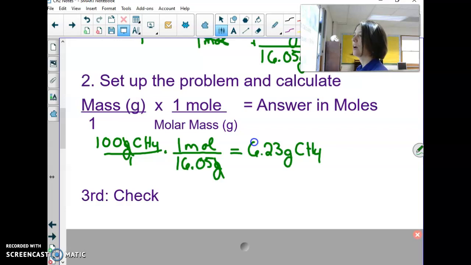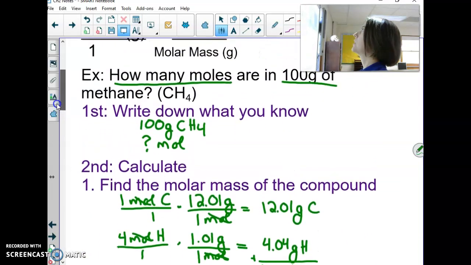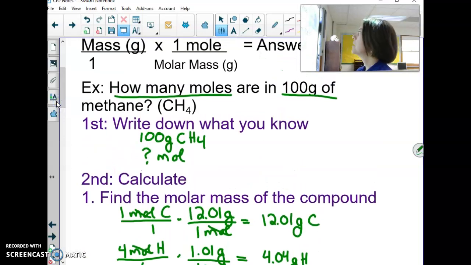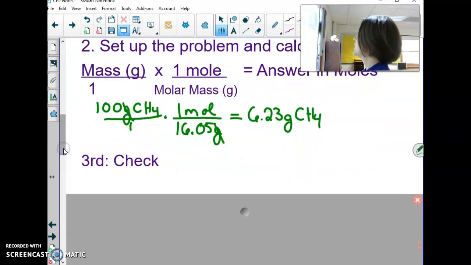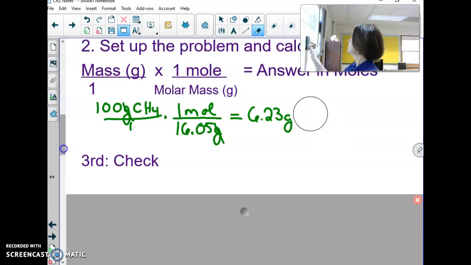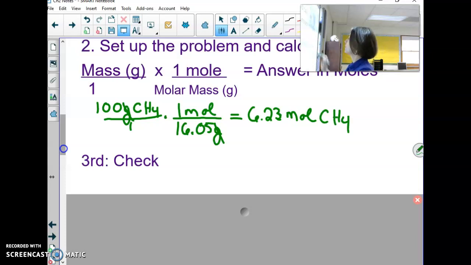Then we're going to check our answer. So we're going to come back up and look at the original problem. How many moles are in 100 grams of methane? Did we answer the problem? No. Did you guys check to see that I canceled out grams? And so my unit should be moles. If you caught that, good job. So 6.23 moles of methane.